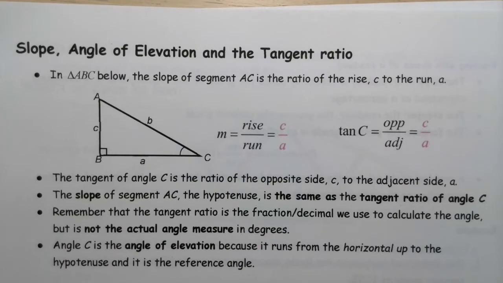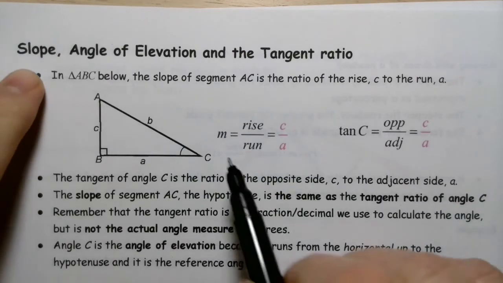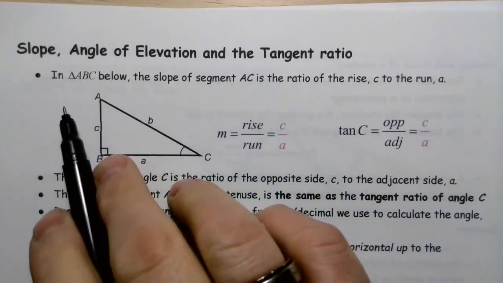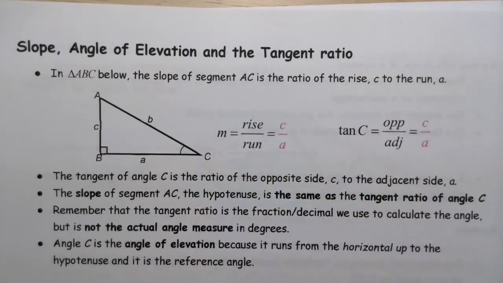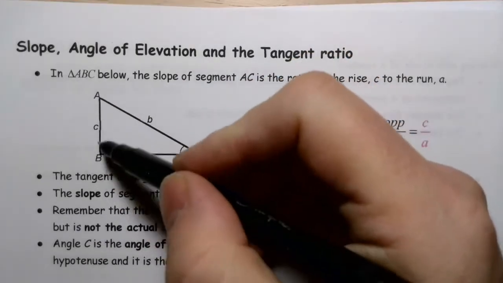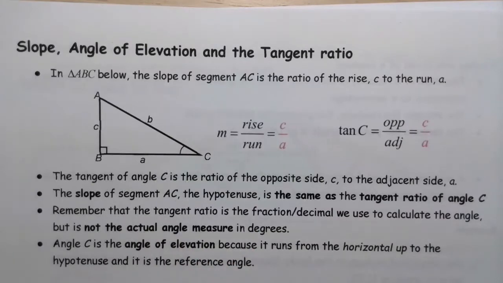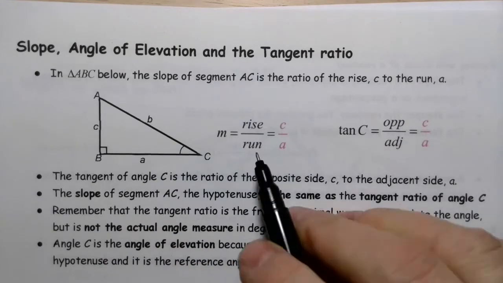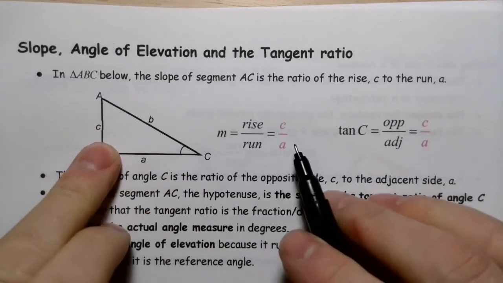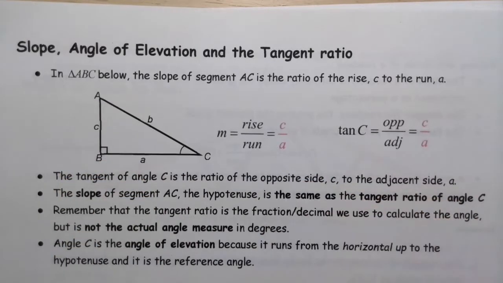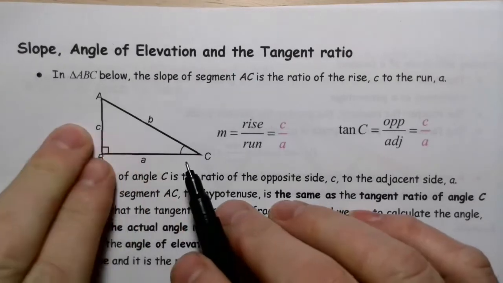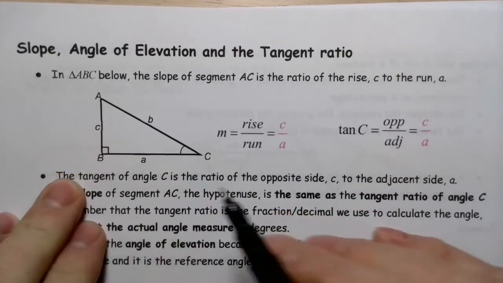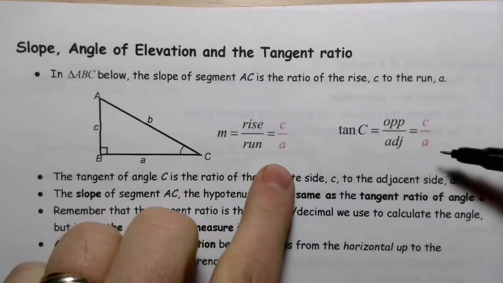Okay, so now let's take a quick look at the overlap of these ideas. In triangle ABC below, the slope of the line segment AC is the ratio of the rise to the run, which is the length of side C over the length of side A. Now I want you to think about that. The rise is side C over A, rise over run. The tangent of angle C is the length of the opposite side over the adjacent side. It's C over A as well.